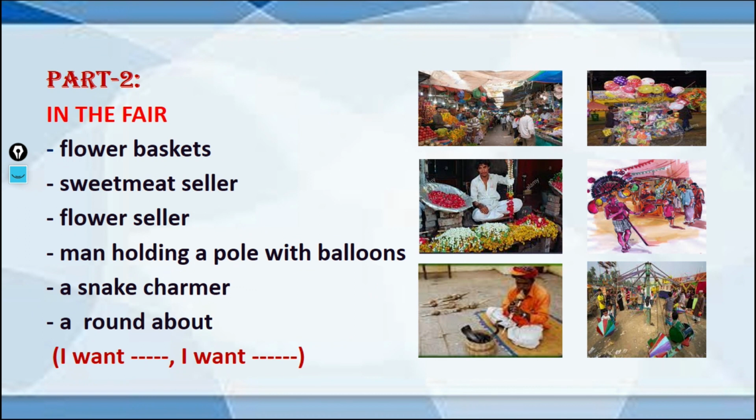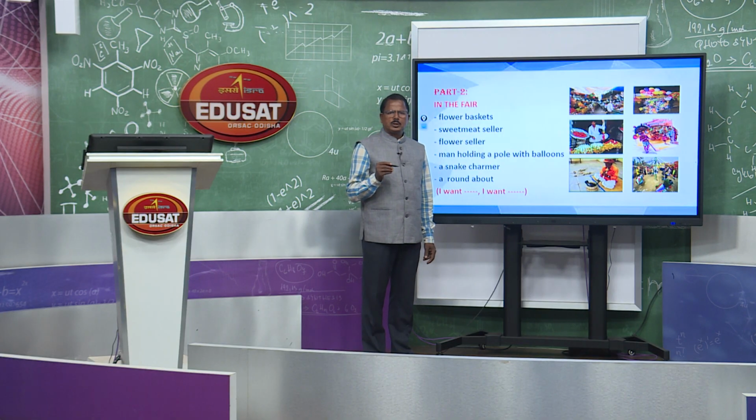Now, you see part 2, in the fair, flower basket. The child watched different kinds of flowers and the sweet seller, who was selling different kinds of sweets like jalebi, burfi and so many others, and the flower seller was selling flowers. There was a man who held a pole with balloons, and that was also very attractive. The child was fascinated by the sight of the balloons, he wanted to buy some of them. There was a snake charmer, you see a very nice picture, he was playing the snakes, and that was also a very attractive sight. The child was fascinated by that too, but he was very eager to sit in the roundabout, and the story is based on I want this, I want that, I want flowers, I want balloons.